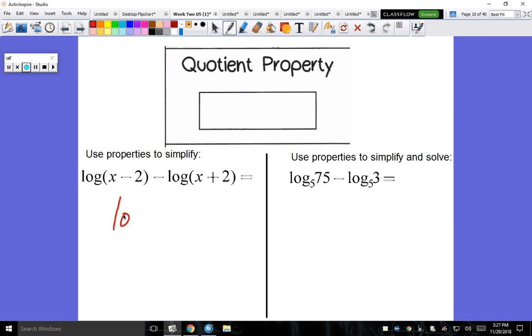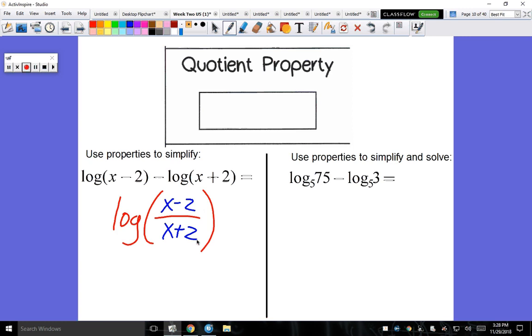So I'm going to write one log and do what? And then I'm going to divide them. So what do I write up top? And then on the bottom? Guys, does it matter if I put x minus 2 on the top or bottom? Yes, it does matter. Because division has what? Order matters. 1 divided by 3 is not the same as 3 divided by 1. Be careful with that, okay? Multiplication it doesn't, but division it does.